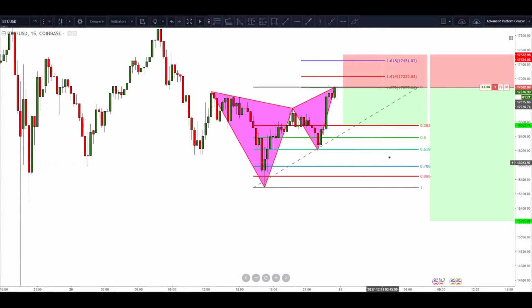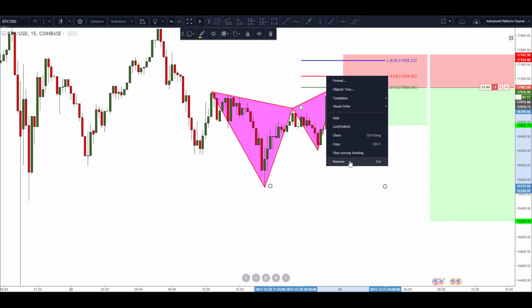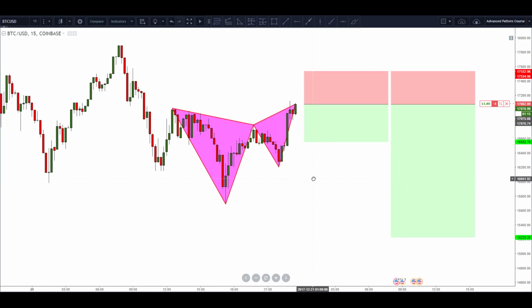Hey traders, so we just got short here on Bitcoin, and I know that's not something that we say very often, but over the past couple of days, Bitcoin has had some pretty impulsive moves to the downside, so we're going to see if we can't capture that next impulsive move here on the 15-minute chart of Bitcoin using an advanced butterfly pattern. So let's see how this trade plays out.